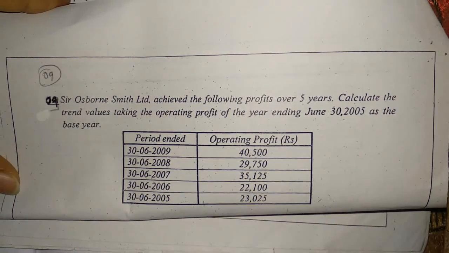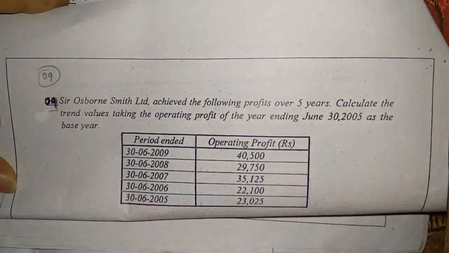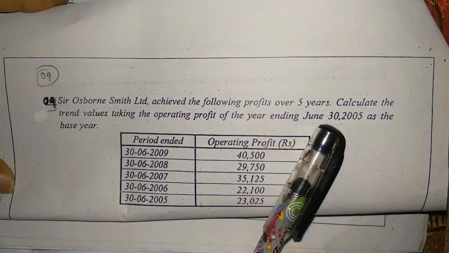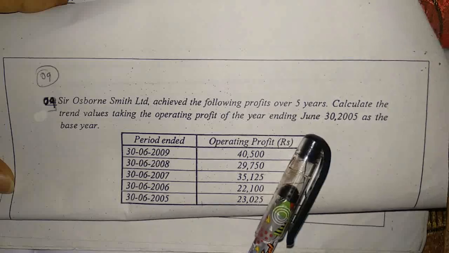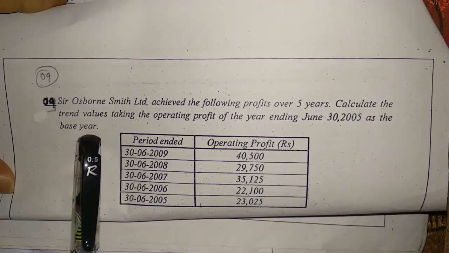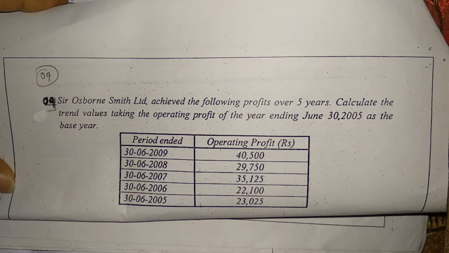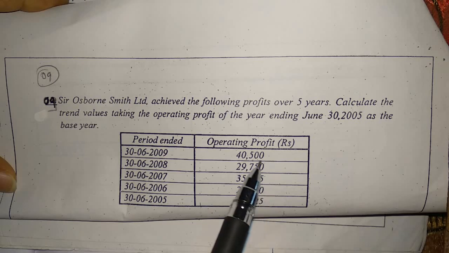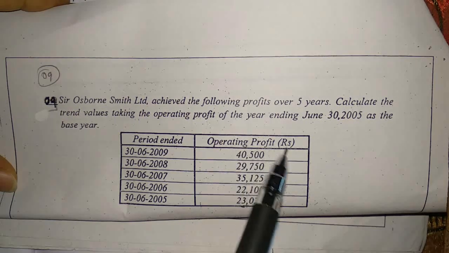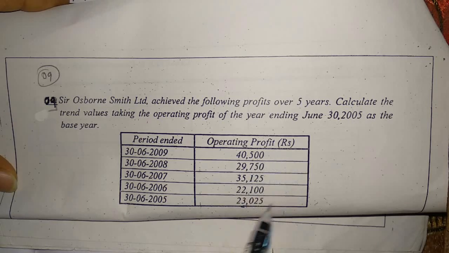Let us see the 9th problem. Osborne Smith Limited achieved the following profits over 5 years. Calculate the trend values taking the operating profit of the year ending June 30th, 2005 as the base year. So here we have to take 2005 as the base year, and we have to compare the profit of every year with that base year. So 2009, 2008, 7, 6, 5 and 2005's profit are also given. So this profit we have to take as a base, and we have to compare the current year profit with the base year profit, and calculate what the change is in percentage.